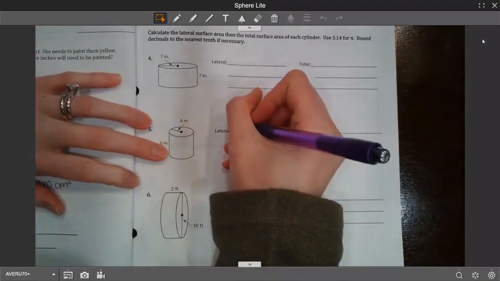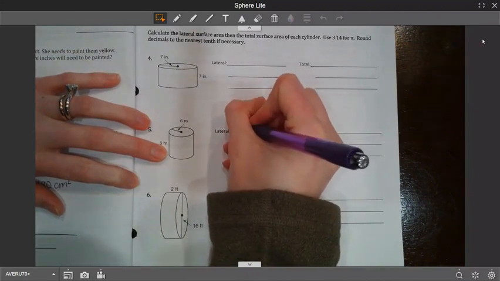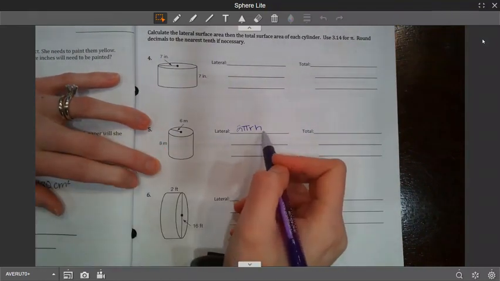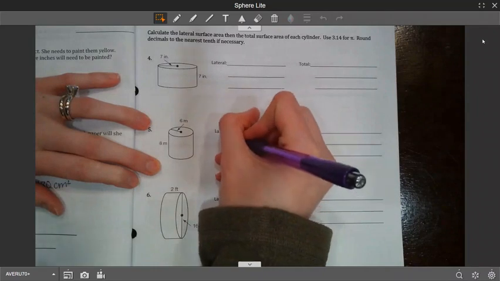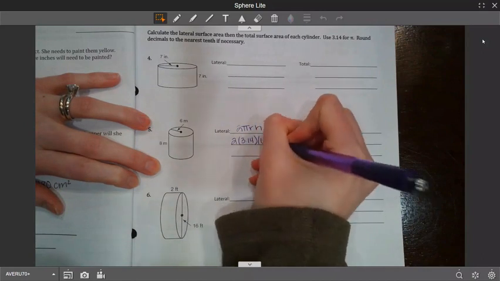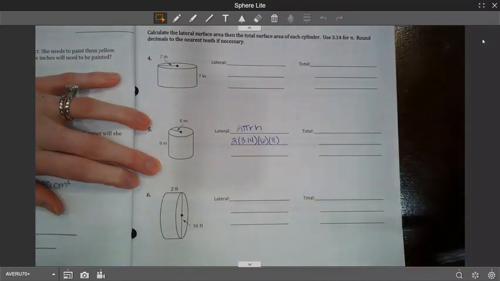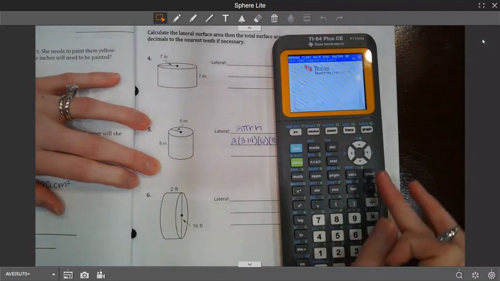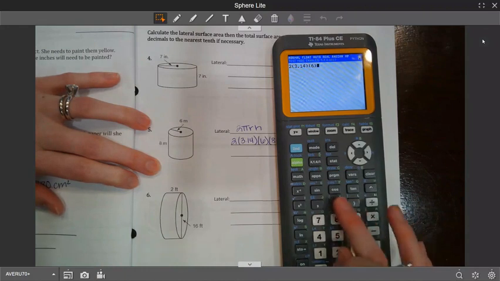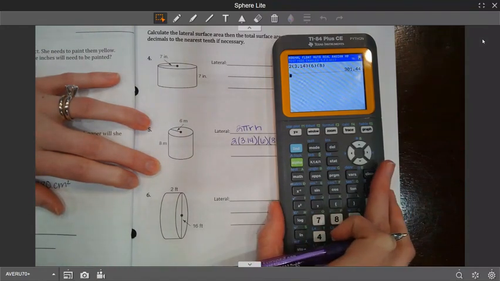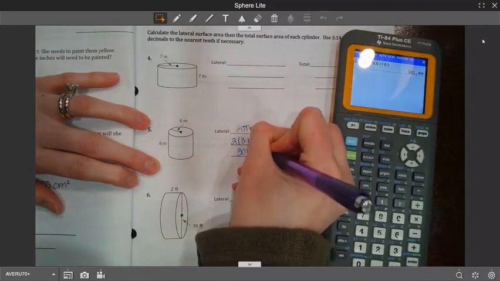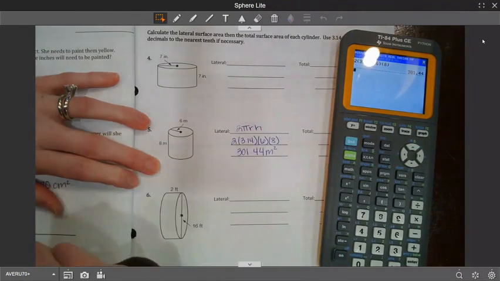So for lateral surface area of a cylinder, the formula is 2 pi r times the height. Okay, r stands for the radius, h is the height of the cylinder. So I'm going to be doing 2 times 3.14 times 6 times our height, which is 8. Then I can just go ahead and type all of that into the calculator. So I can do 2 times 3.14 times 6 times 8, and I get 301.44. And this is surface area, so that's meters squared.